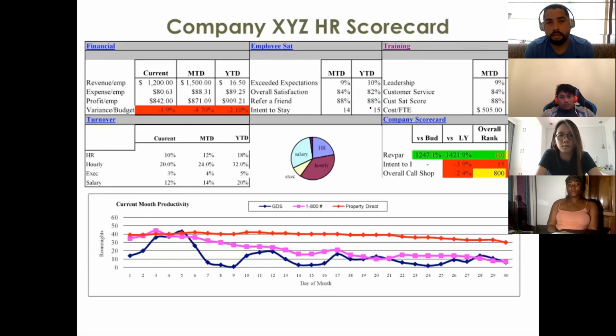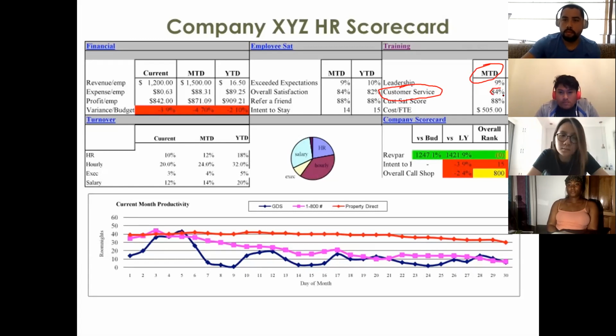In terms of customer service, what was their month to date and year to date? Month to date, this month, they have an 84% customer satisfaction. And for the year, they have 82%. So they're doing good this month. Their leadership skills have gone up.